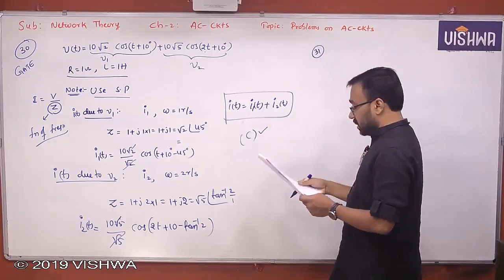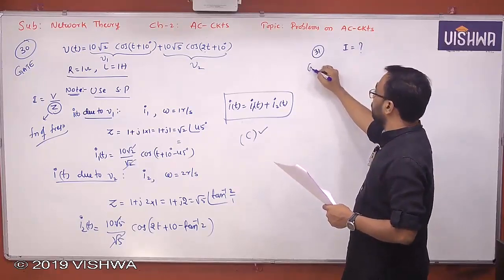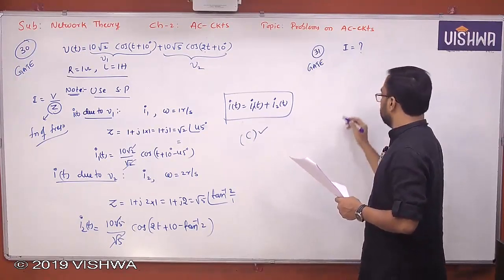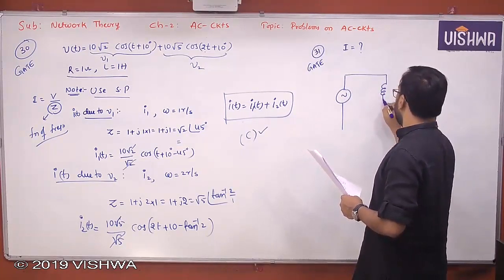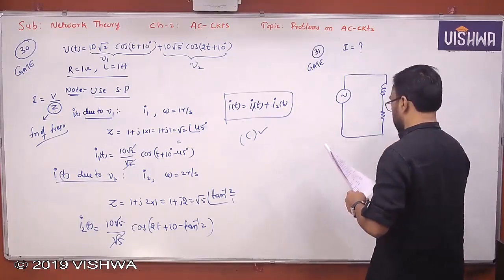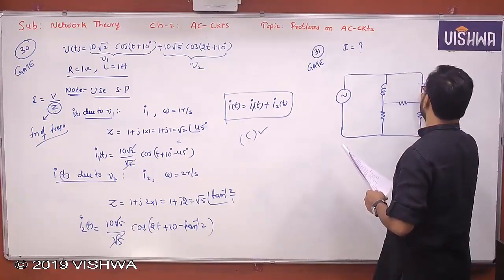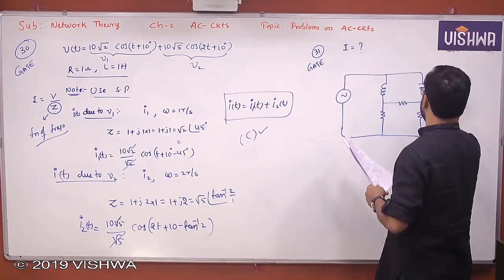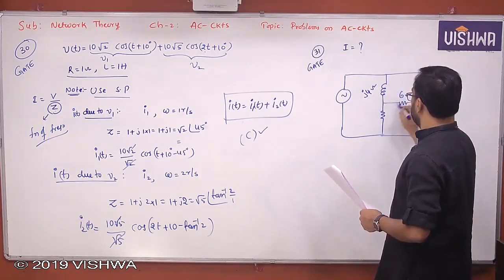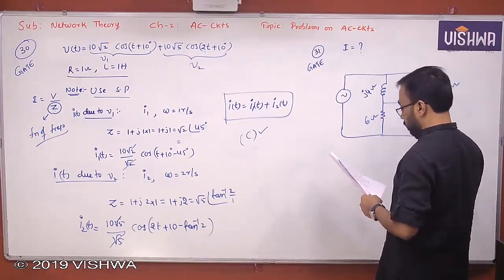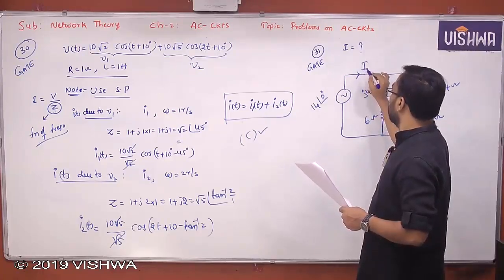You note down that. Meanwhile, I will note another problem here. This problem was also asked in GATE. I just draw the circuit: minus J4 ohm, plus J4 ohm, 6 ohm, 6 ohm, 6 ohm, and a source of 14 at an angle of 0. You're just asked what is I. Some options were given.